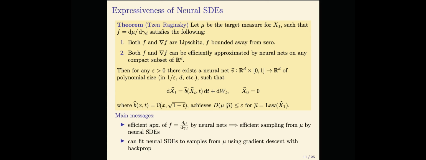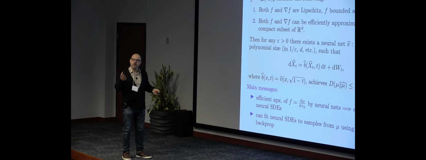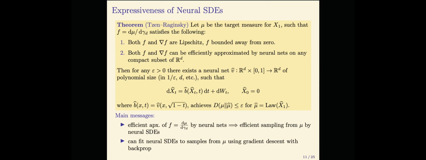So our original problem is a distribution approximation. But in the process of obtaining this result, we reduce it to a question of approximating functions by neural nets. And that's something that we know about, right? But the point is that these assumptions hold. So if f and its gradient are sufficiently well behaved, and both can be efficiently approximated by neural nets, then for any epsilon, which is your target accuracy, we can approximate this optimal Föllmer drift, which would give me an exact sample from mu, by a neural net, v hat, that takes a d-dimensional input and a scalar, which is the time, and generates a vector in R^d.